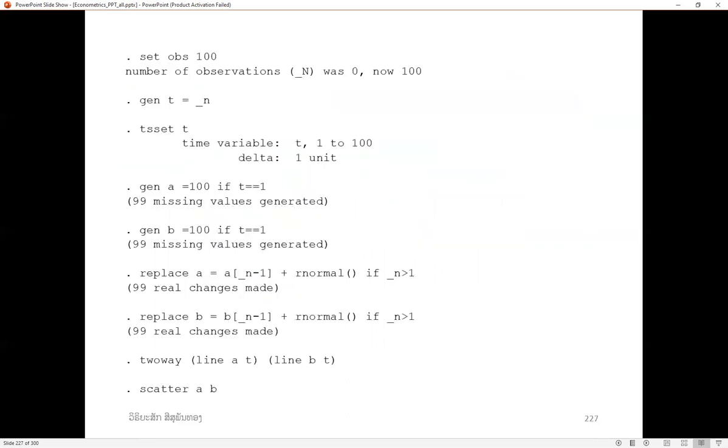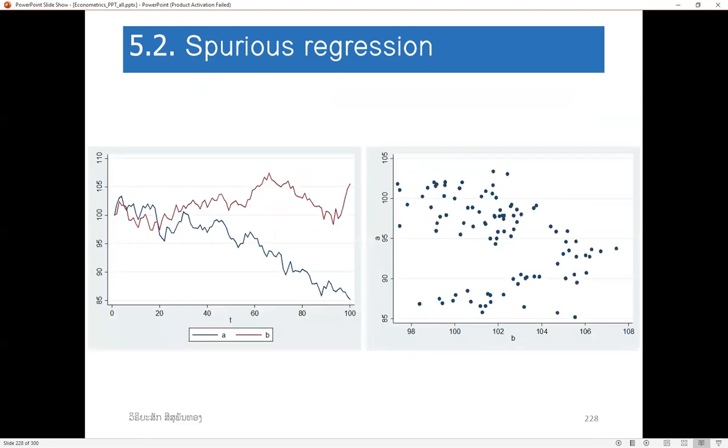So here is the code to construct the data. Now, after we get the data that is a random walk, created by its own cell, the blue line, which is A, you can see it goes by itself, and then B also goes by itself. Here, when we do the scatter plot, we do not see much correlation or anything.